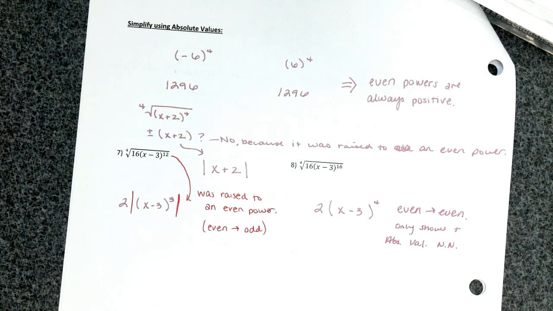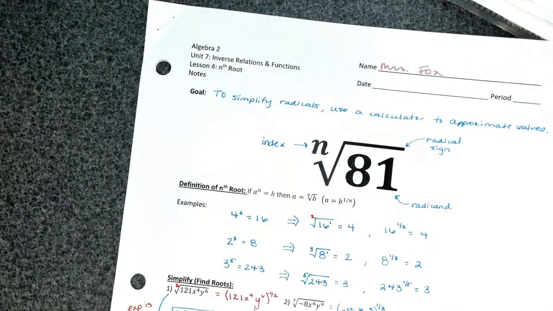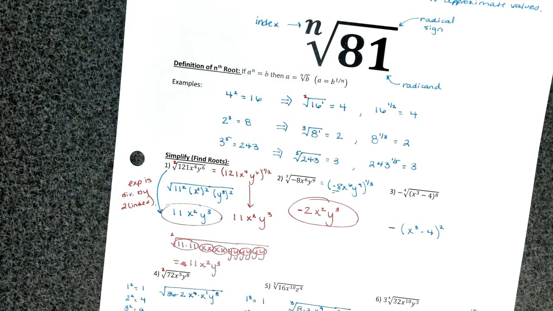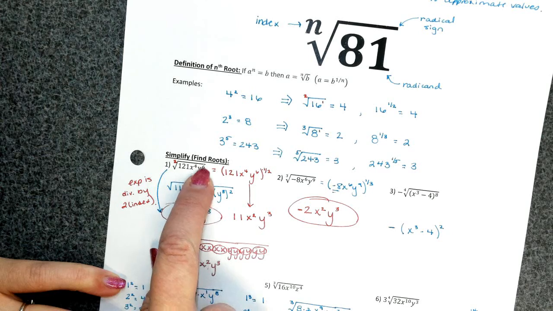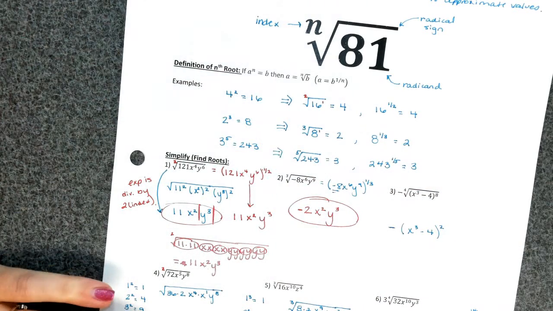So now that we have this idea of these absolute value bars, we're going to flip the page back and do those examples that we did, and we're going to find any that need absolute value bars. Am I good to flip this? Okay, so looking at number 1, did we have anything that went from even to odd? The y did. The y was to the 6th, and now it's to the 3rd. So what we need to do is we need to put absolute value brackets around just the y to the 3rd.